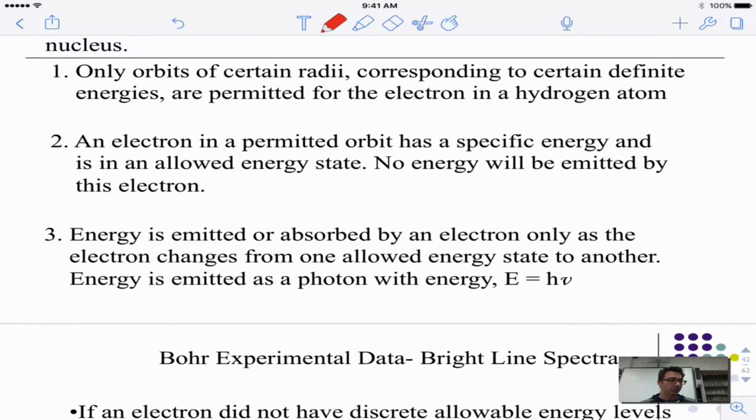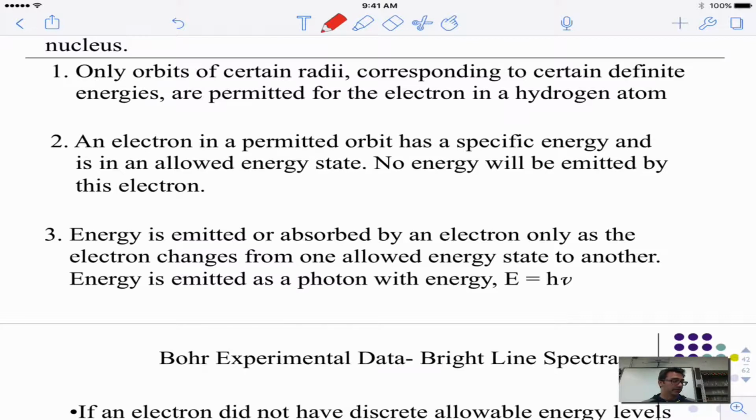Something important about Bohr, which I want to bring up, is that he was really focused on hydrogen, and all the mathematical calculations that he did worked exquisitely well for hydrogen. When we try to apply Bohr's model and his mathematics to other elements that have more than one electron and more than one proton, the mathematics don't match up with what we observe experimentally.